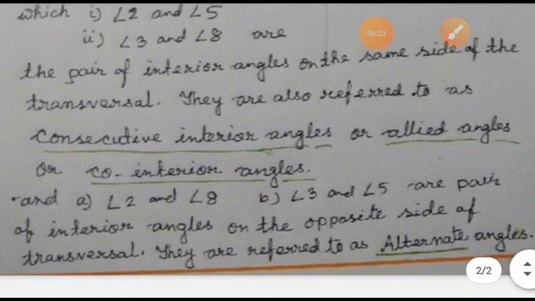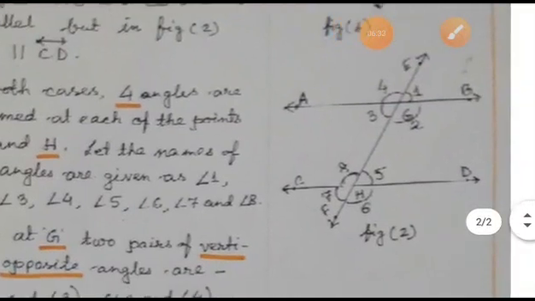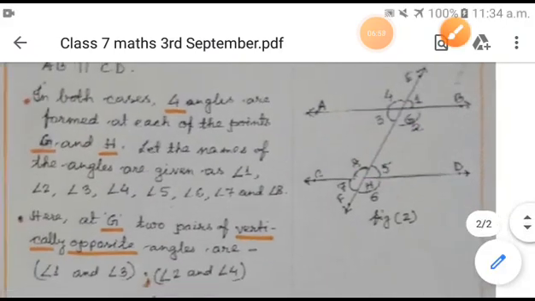Now here it is said that angle 2 and angle 8 are a pair of alternate angles. Alternate angles means this 2 and 8, and 3 and 5. Keep in mind that this is actually forming a Z-like structure. The angles at the corners of the Z are the alternate angles, and another pair is angle 2 and angle 8. These are the pairs of alternate angles.